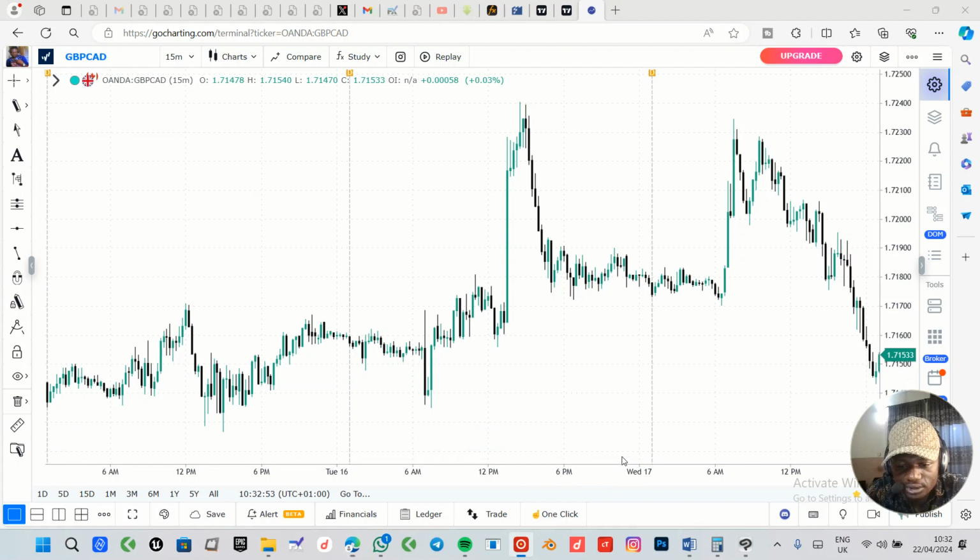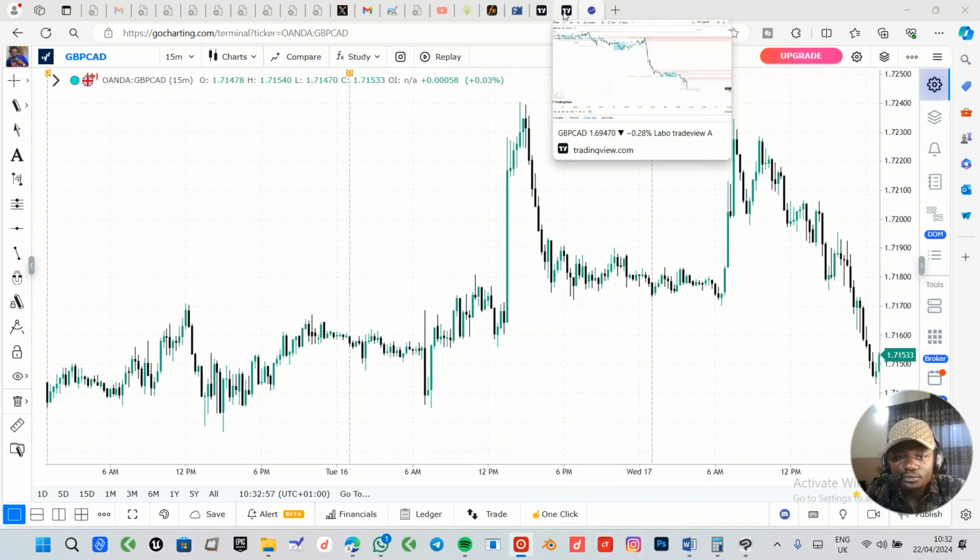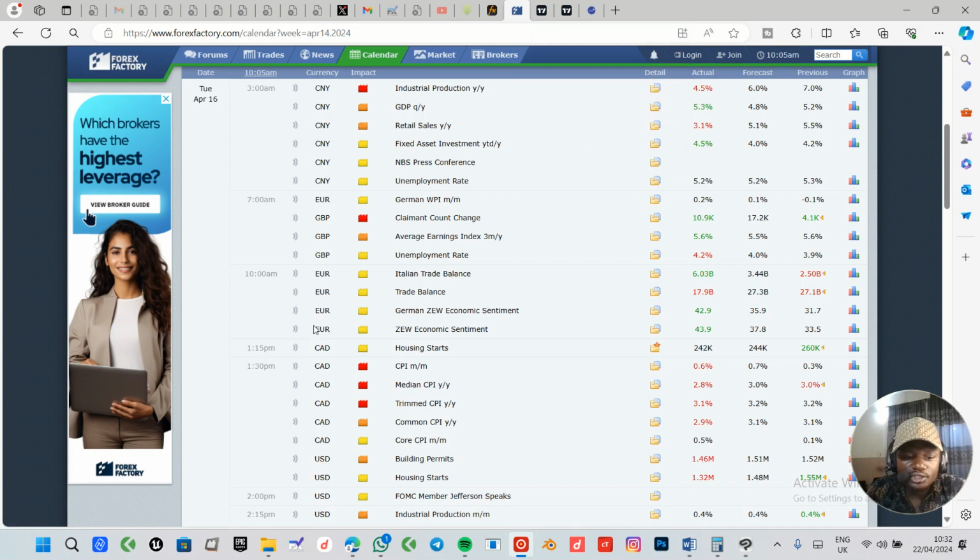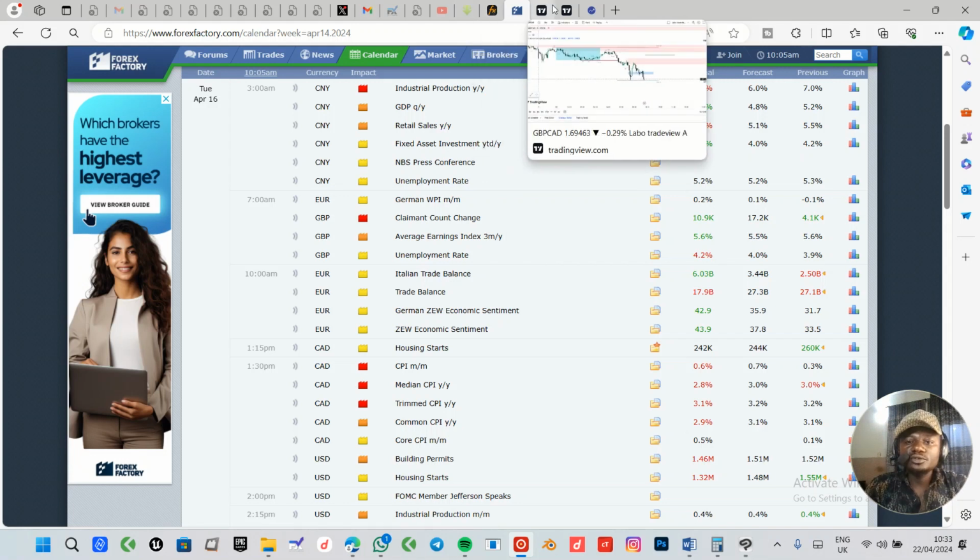We are on 16th of April, and we are looking to see GBP from our calendar. We said GBP is going to be strong from what they forecasted, by 7 a.m. So let's look for 7 a.m.